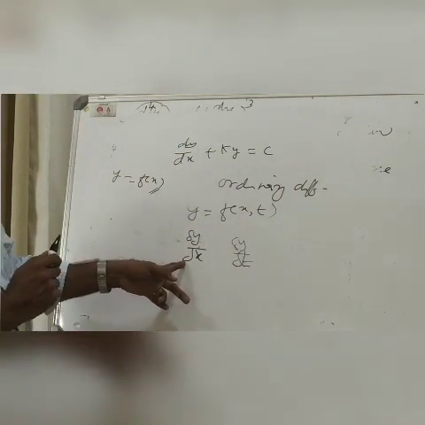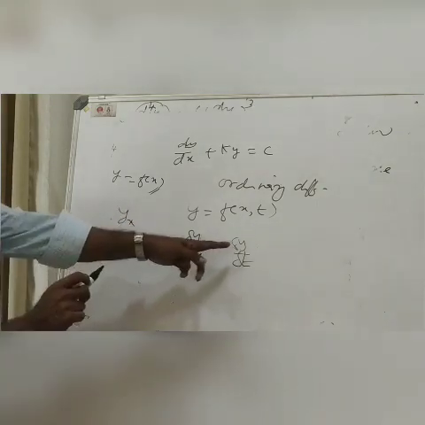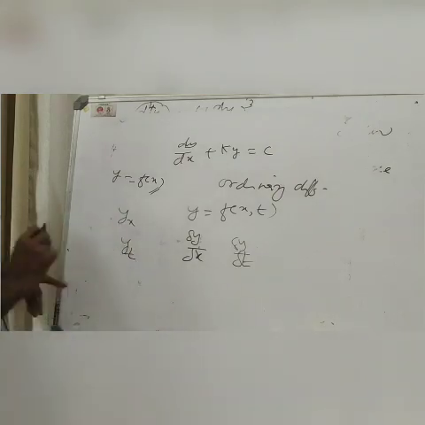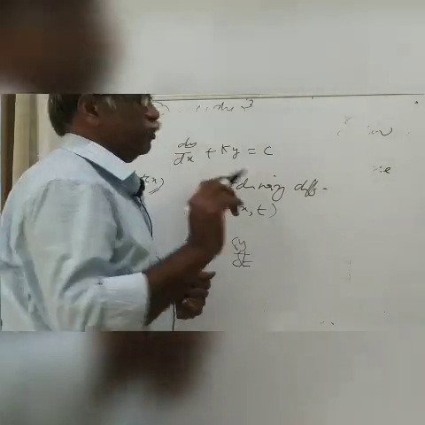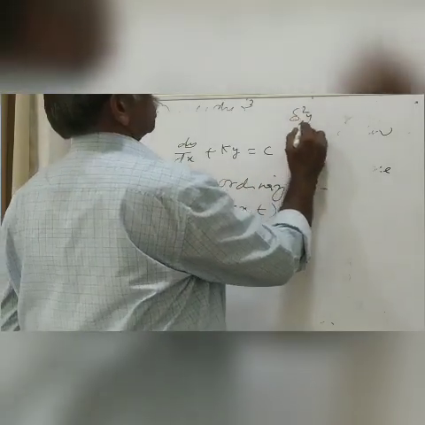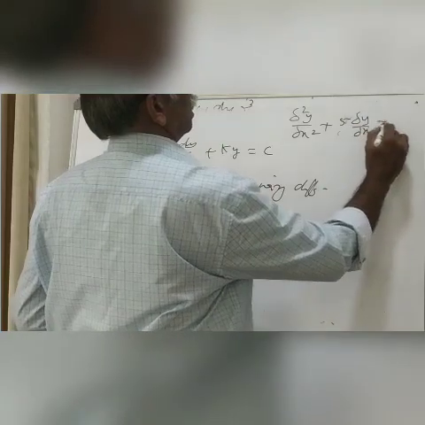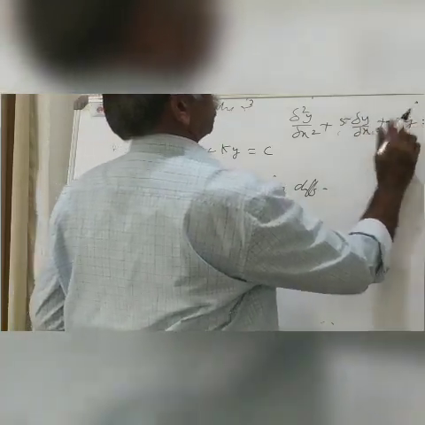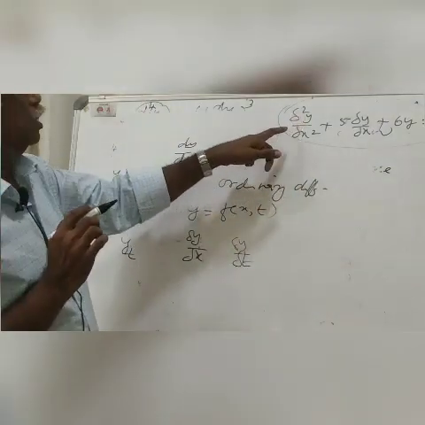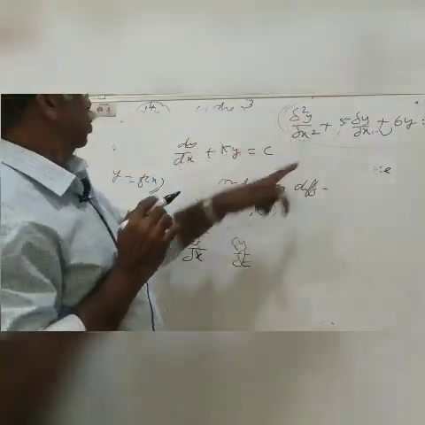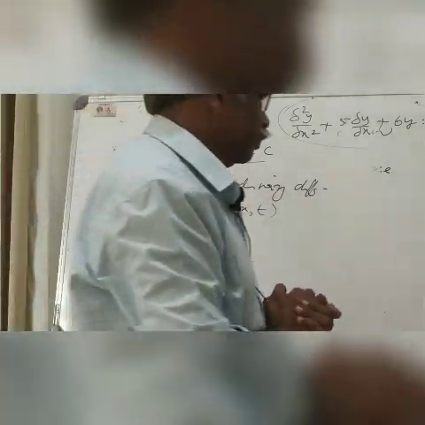So, this is the partial derivative of y with respect to x, simply y_x, and this is the partial derivative of y with respect to t, y_t. So, a differential equation involving partial derivatives, for example d square y by dx square plus 5 into partial dy by dx plus 6y equals 0, is a partial differential equation, and this one is an ordinary differential equation.